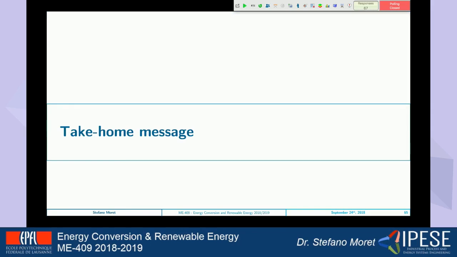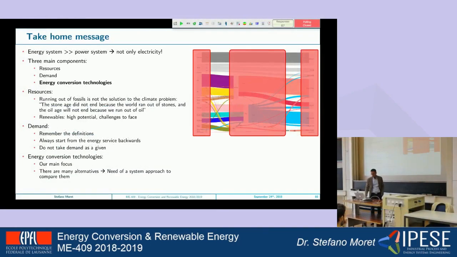So we got almost to the end. The main messages that I would like you to take home from this introduction to energy systems: first, energy is not only electricity. When you hear a debate about nuclear, for example, it's not only about replacing nuclear, it's also how to use the electricity which is produced by nuclear, for example, for heating and for electric vehicles. So do not forget about heating and mobility.